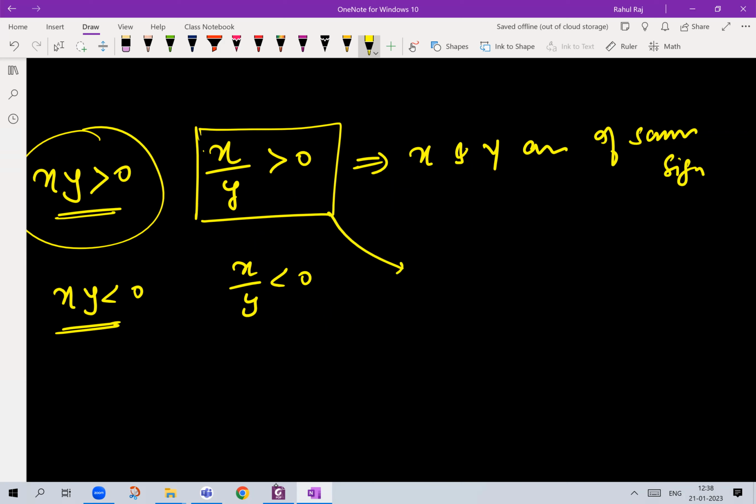But if I tell you x over y is greater than 1, can you please tell me what exactly this means? The whole point is, when is this condition possible? You have to tell me. That's it.